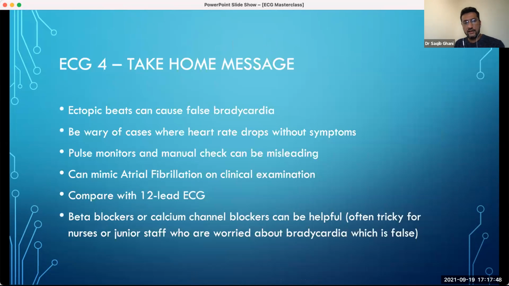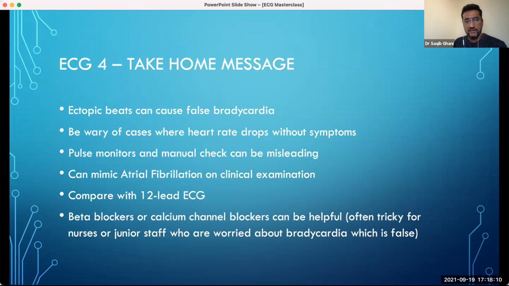So the take-home message here is that ectopic beats can cause false bradycardia. Okay, that's important to remember. Be wary of cases where heart rate suddenly drops, but patients have no symptoms. Pulse monitors or manual checks will not pick them up. On clinical assessment, they may even feel like atrial fibrillation, which is irregularly irregular. So it's very important to compare with a 12-lead ECG.